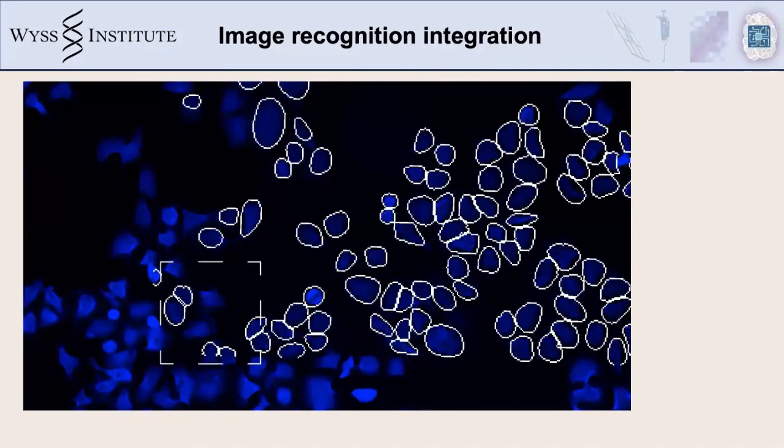Okay, so that's essentially all of the results that we had in the paper. But in terms of what is in store for Light-Seq and what we can do with it, one thing that Light-Seq lends itself well to is that you can integrate an image recognition algorithm using any off-the-shelf machine learning model that you can get from GitHub to help you identify cells of interest.